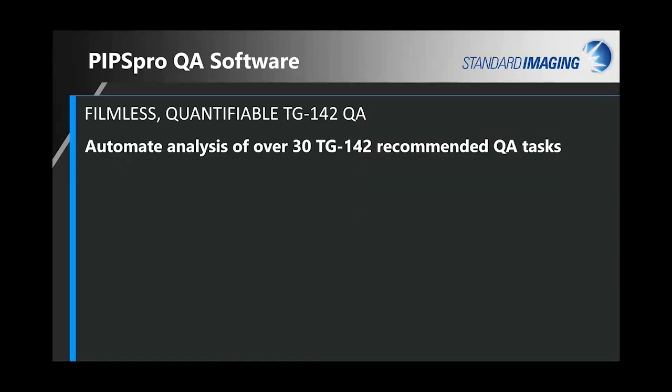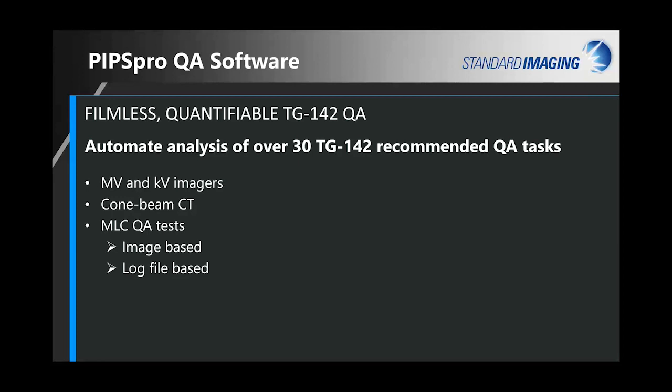It's a filmless, quantifiable TG142 QA solution. It automates the analysis of over 30 TG142 recommended QA tasks, from your MV and KV imager image quality, cone beam CT quality, and various MLC QA tests, including both image-based and log file-based. For example, the image-based tests are your picket fence type test, or leaf transmission or leaf position type tests. The log file-based tests do repeatability as well as individual leaf speed.